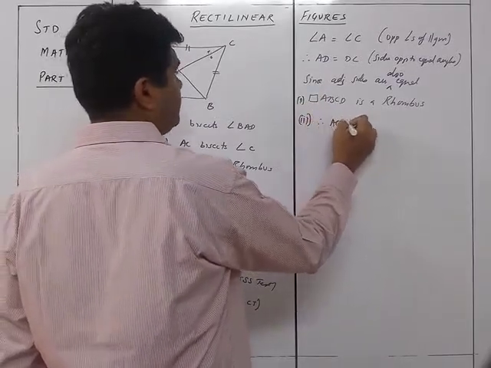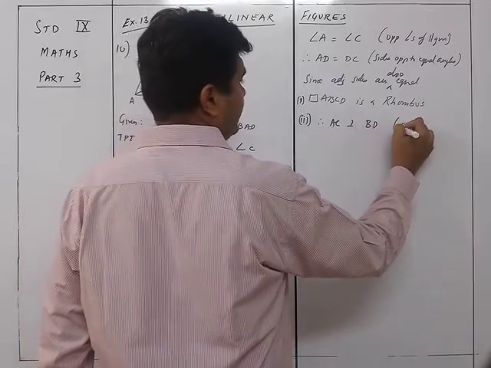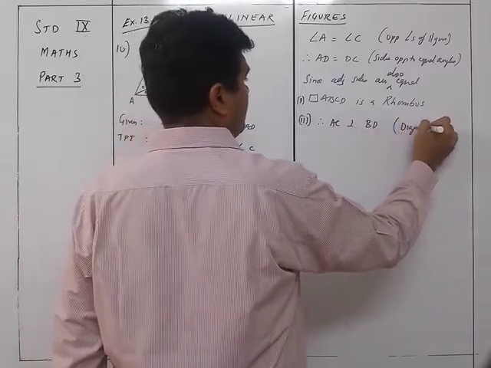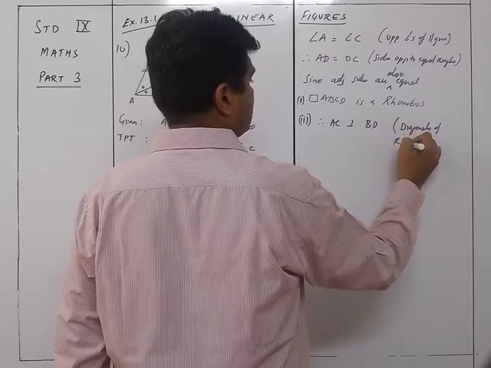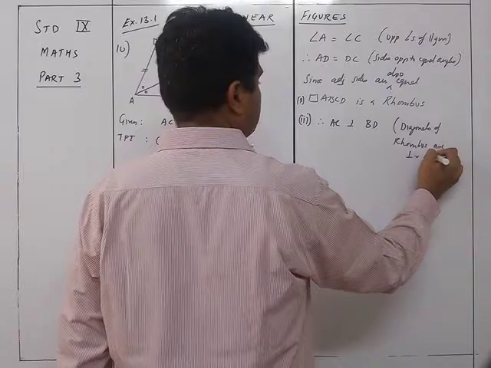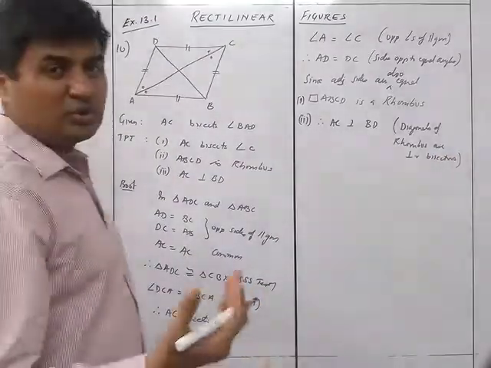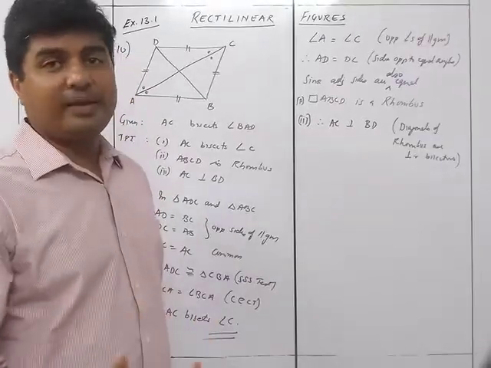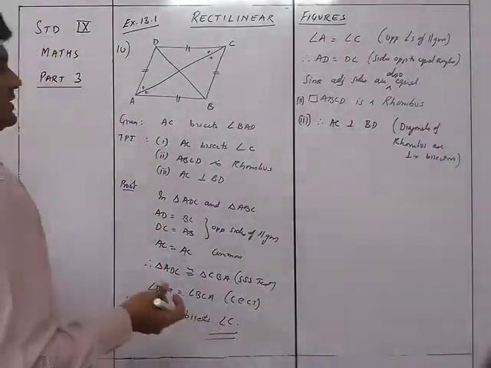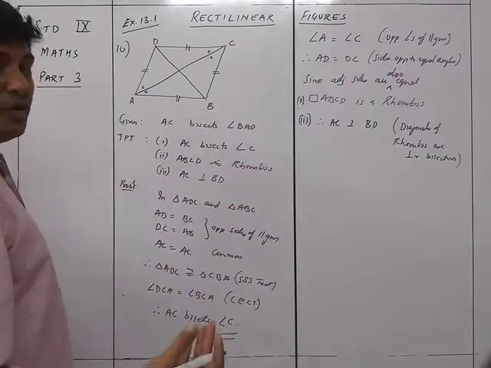therefore AC is perpendicular to BD as diagonals of rhombus are perpendicular bisectors. You can directly write this thing, there should not be any problem if it is a sum like this. But if it so happens that this sum does not require all this and only this is there, then you may need to prove it.